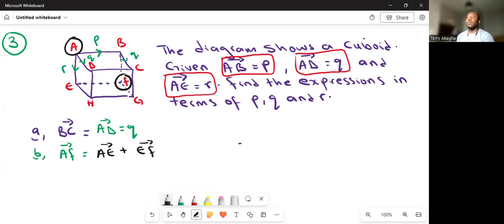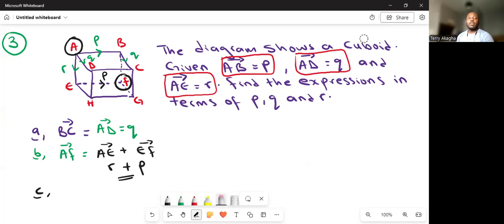Now, A to E, that is easy, that's R plus. Now, E to F is parallel to A to B, so therefore E to F is also P. Because both are parallel and in the same direction, they'll be equal to P. So it's going to be R, and this is going to be P. So that's the answer, R plus P. Okay? So C now.